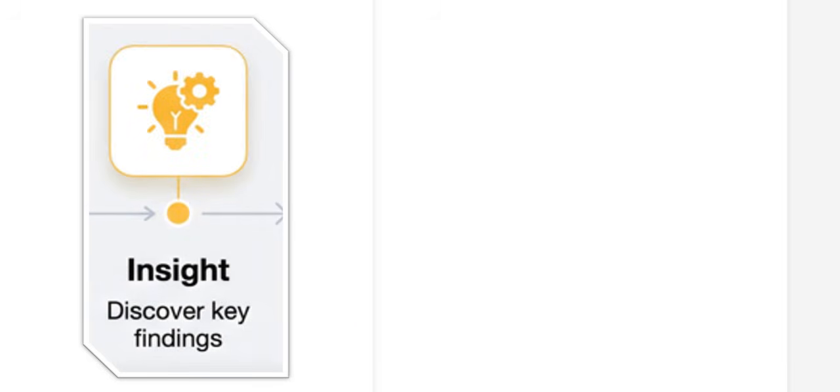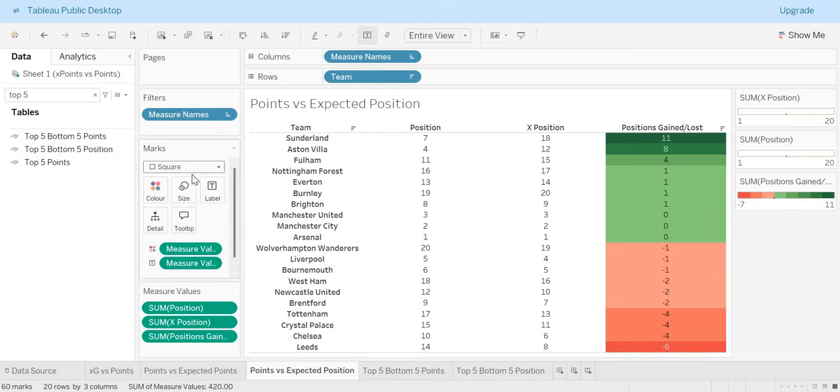insight. So, for example, why did Sunderland finish 7th, but they should have finished 18th? Why did they actually finish 7th? Well, it's really easy to look at that. I'm going to show you in a minute once we've made the dashboard. As I say, now we've got what we need. Let's start building a dashboard.